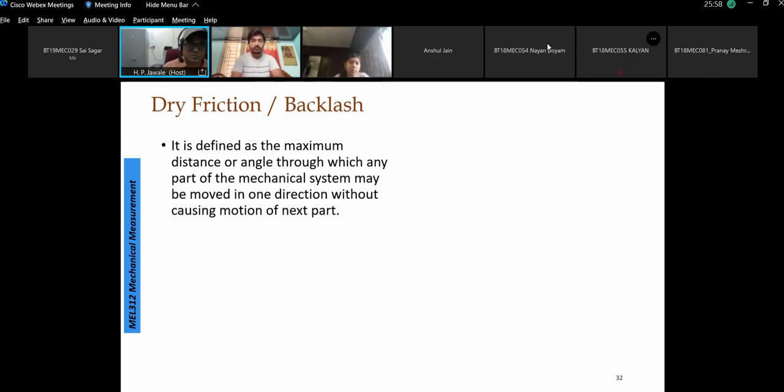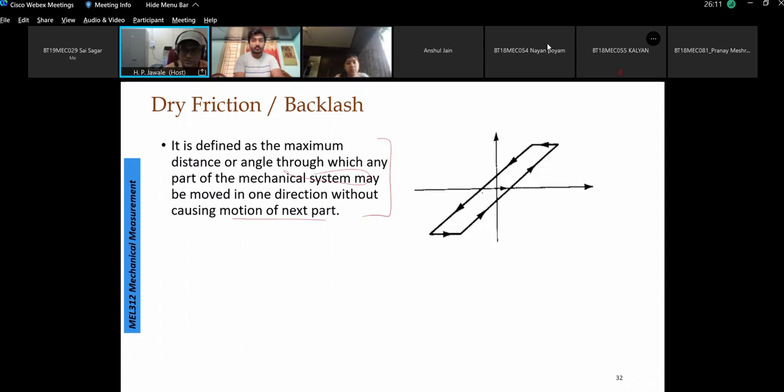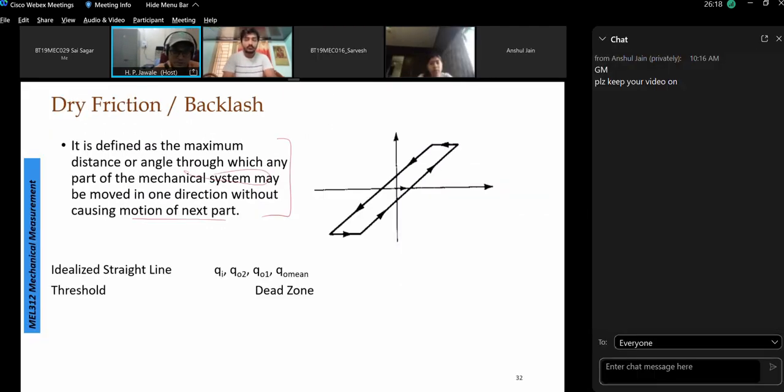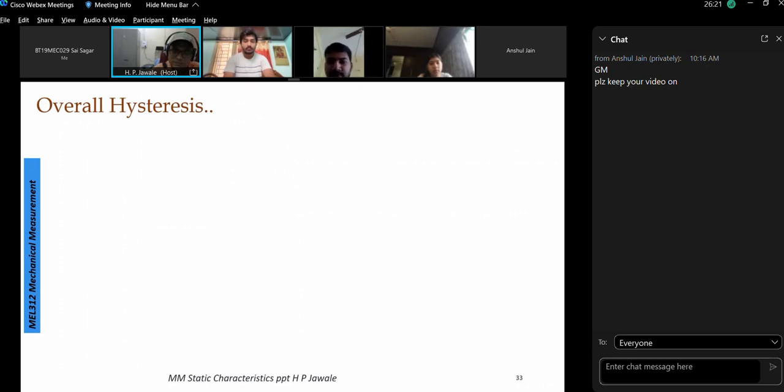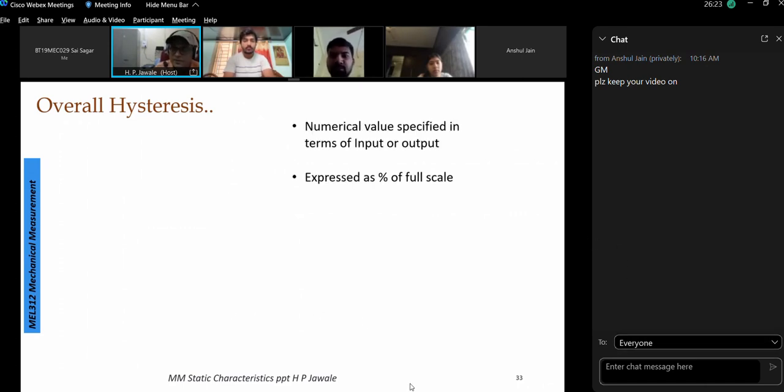So it is defined as the maximum distance or angle through which any part of the mechanical system may be moved in one direction without causing motion to the next part. But this is occurring because of the friction or the dry friction, right? So this is exactly similar to the hysteresis or the backlash effect, right? So I think the overall hysteresis can be found out. So the numerical value is specified in terms of the output. I have already told you. Similar to the linearity, this is also specified in terms of the percentage of the full scale.